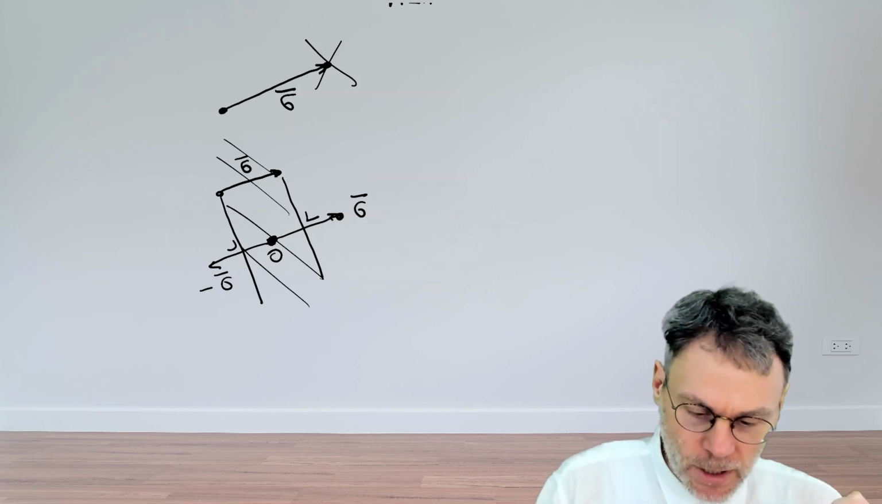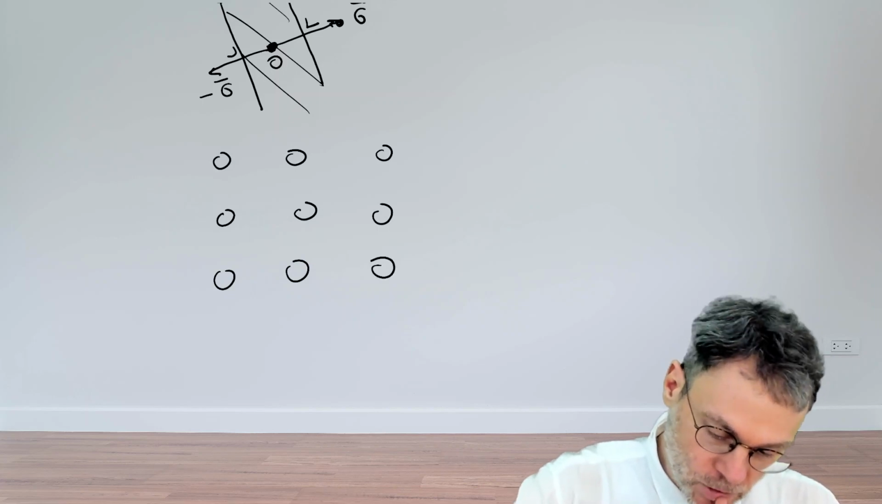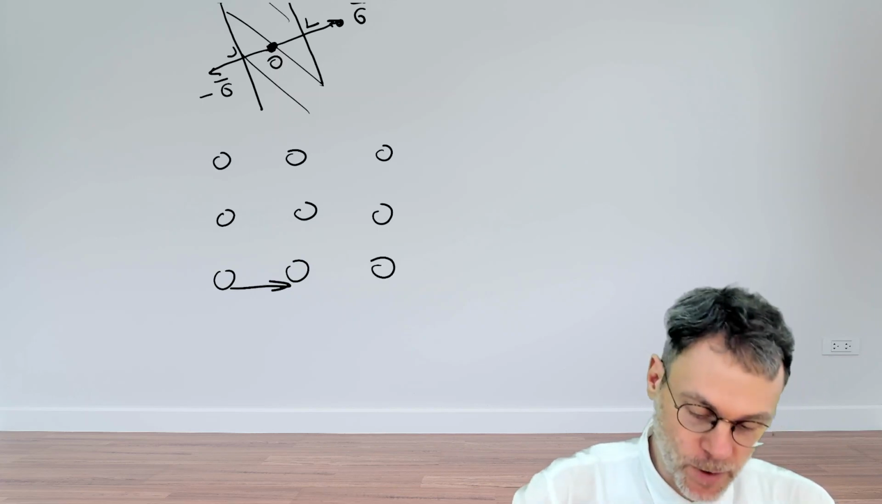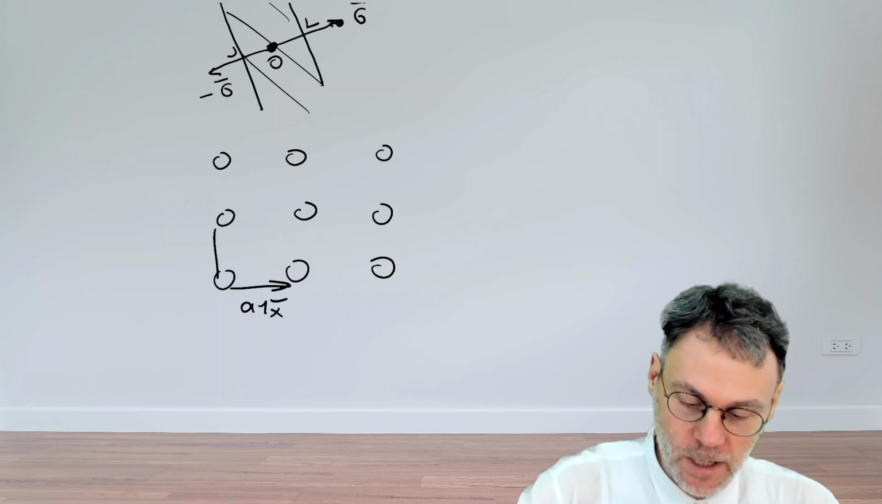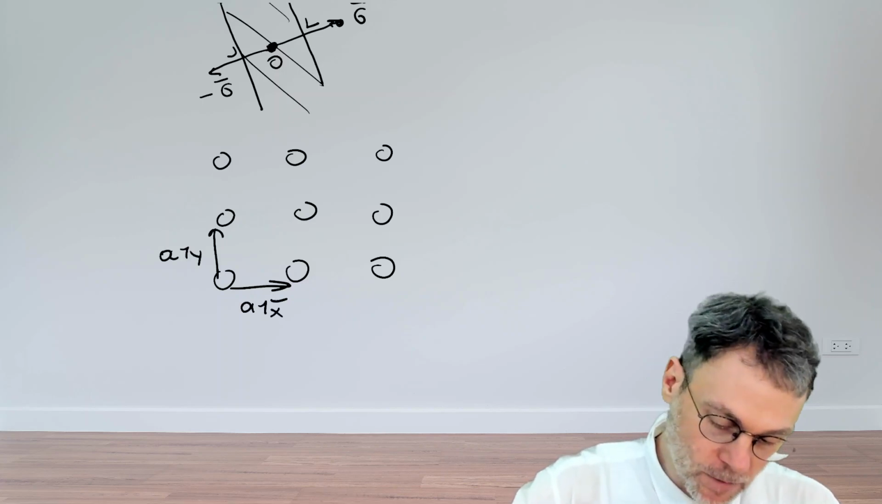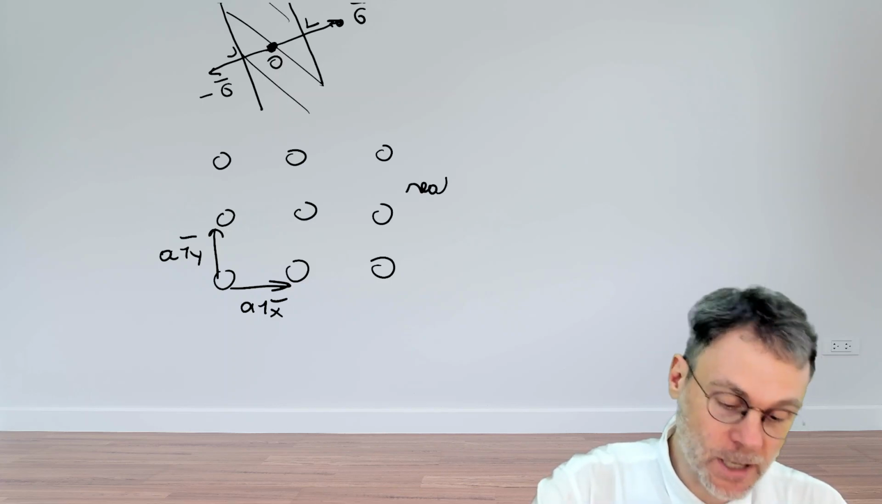So this sounds perhaps a little bit abstract, so let's make that more concrete by looking at a two-dimensional square lattice like this. Okay, so periodic structure. And let's introduce our lattice vectors in real space. Let's say that this is A1x, and then over here we have A1y. So this is the lattice in real space.